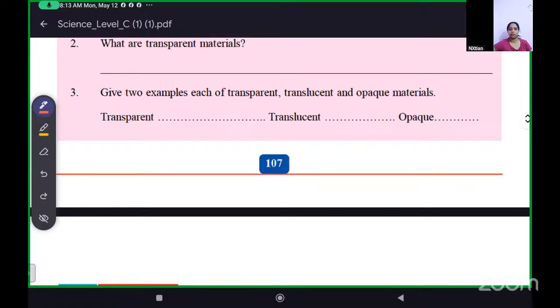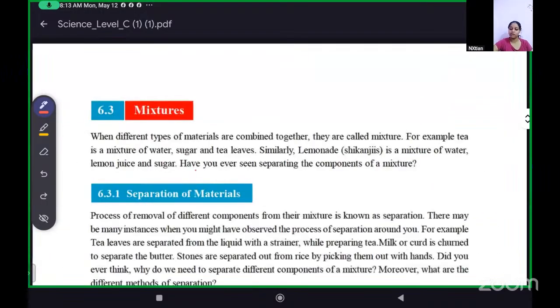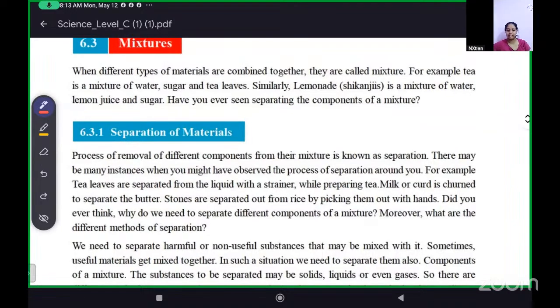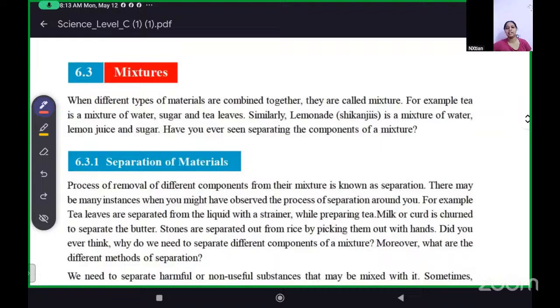Ma'am, transparent, a glass cup, translucent, a balloon, and opaque, a sponge. Okay, good. Now, then we have another type of material, known as mixture.